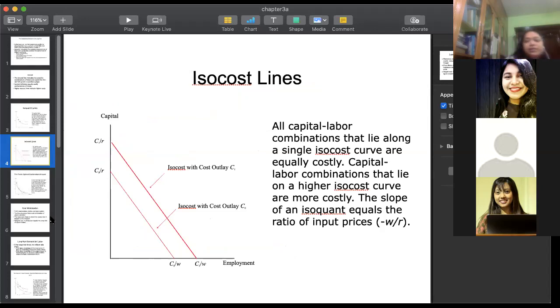Now let's go back to my isocost line. The isocost lines are basically straight lines that reflect different levels of cost. But along each isocost line, you can employ different amounts of capital and labor, and each of these combinations will generate the same level of cost. Higher isocost reflects higher cost outlay. If you hire more and more workers and employ more and more capital, obviously the cost is going to be higher. So the lower the cost, the better off you are. That means you are reducing cost. The higher the isocost curve, the more money you are spending.